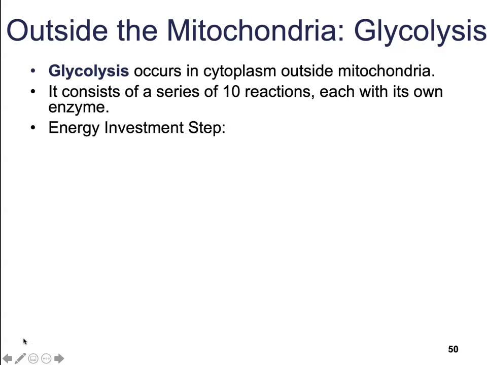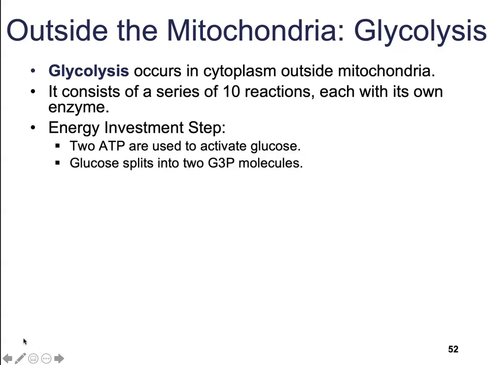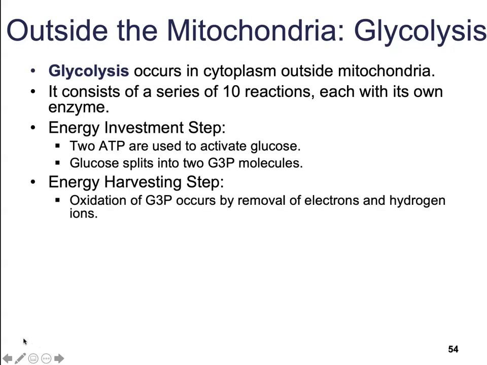Now there's going to be a first step, which will be the energy investment step. At this point, 2 ATP are going to be used to activate the glucose. Once they are activated, that glucose is going to split into 2 G3P molecules. After that, we start harnessing energy. In the energy harvesting step, the oxidation of the G3P occurs by removing the electrons in the hydrogen atoms, or hydrogen ions.